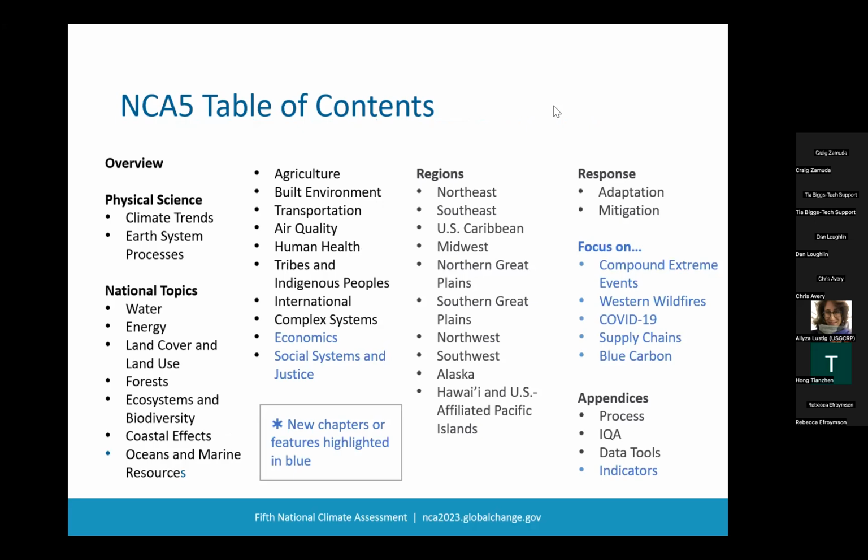So now let's take a look at the NCA5 table of contents. Like previous NCAs, NCA5 covers national level topics, regions, and response actions. The report opens with an overview, which is followed by 2 chapters dedicated to the physical science of climate change. And then there are national topic chapters, the 10 regional chapters, and 2 response chapters, although response actions are discussed throughout the entire report. The NCA table of contents has evolved over time, informed by user input. NCA5 added 2 new chapters, one on economics and one on social systems and justice. We also have 5 new focus features on compound extreme events, Western wildfires, COVID-19, supply chains, and blue carbon. And we also have several appendices, including a new one dedicated to indicators.